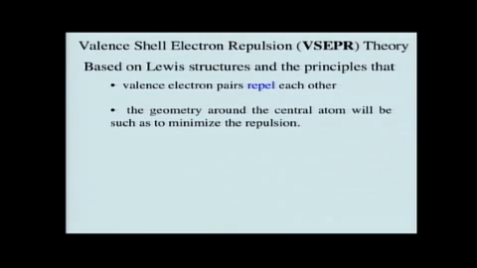And the other principle is that the geometry around the central atom, which you've identified as the central atom in the Lewis structure, is going to be such that it minimizes the repulsion between either the bonding electrons or the electron pairs.